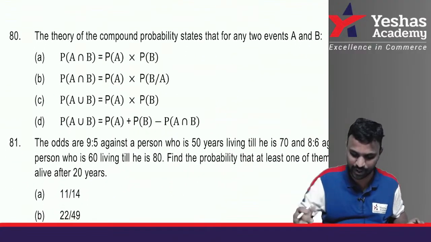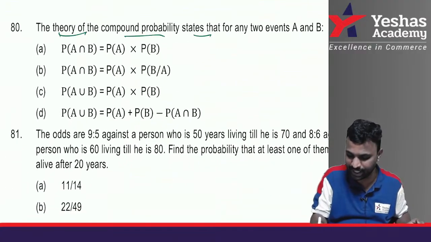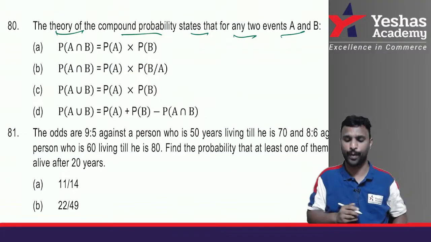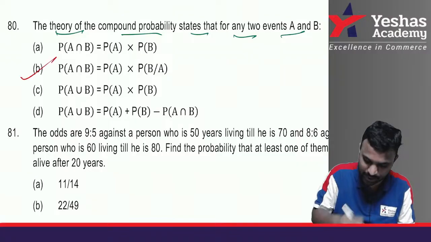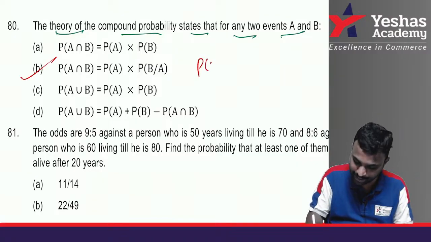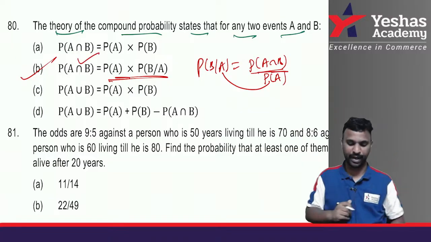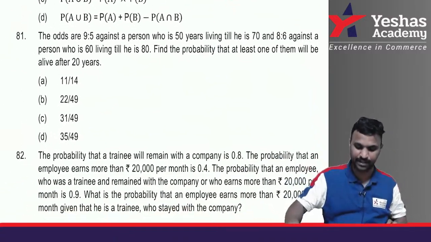Guys, moving on to the next question, 80th one. The theory of compound probability states that for any two events A and B, definitely it's the conditional probability. So which one is correct? Option B is correct, because P of B given A according to conditional probability is P of A intersection B by P of A. Yes or no? If I cross multiply, I get this, and P of A intersection B is remaining. So option B is the right answer.